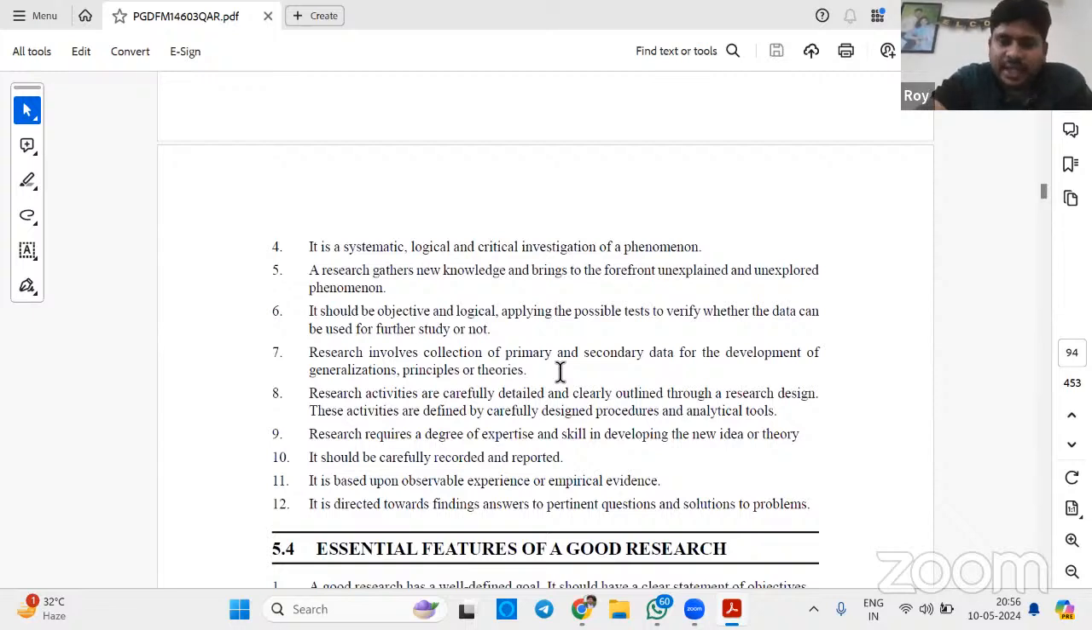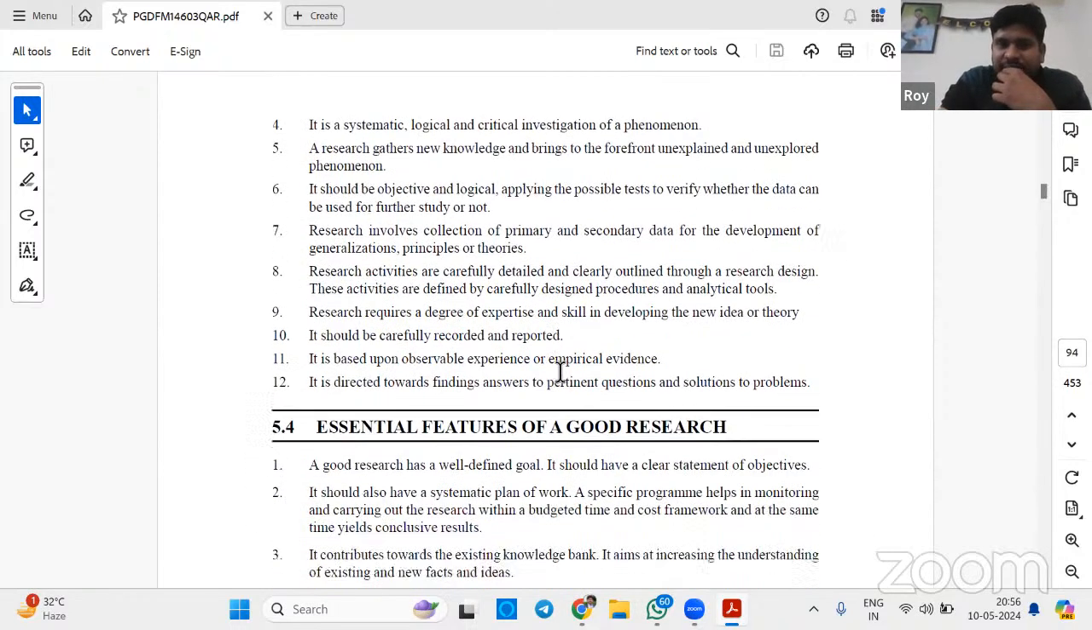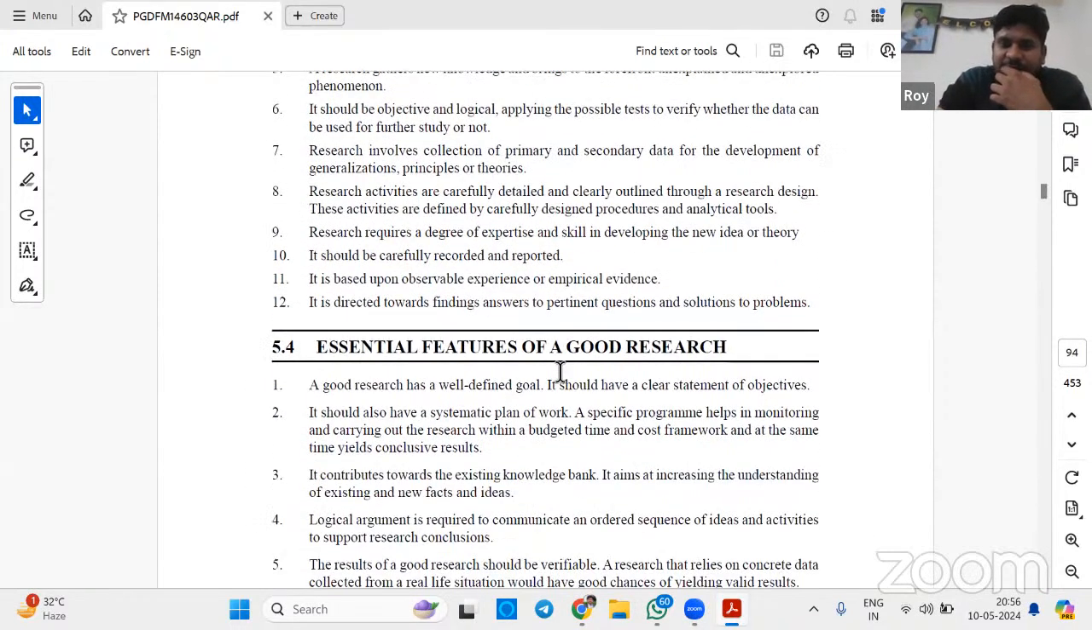Research activities are carefully detailed and clearly outlined through the research design. What you are going to do to find a solution for the problem, you are not just going to do it, you are going to design your overall research. It requires a degree of expertise and skill in developing a new idea or theory, and so on.